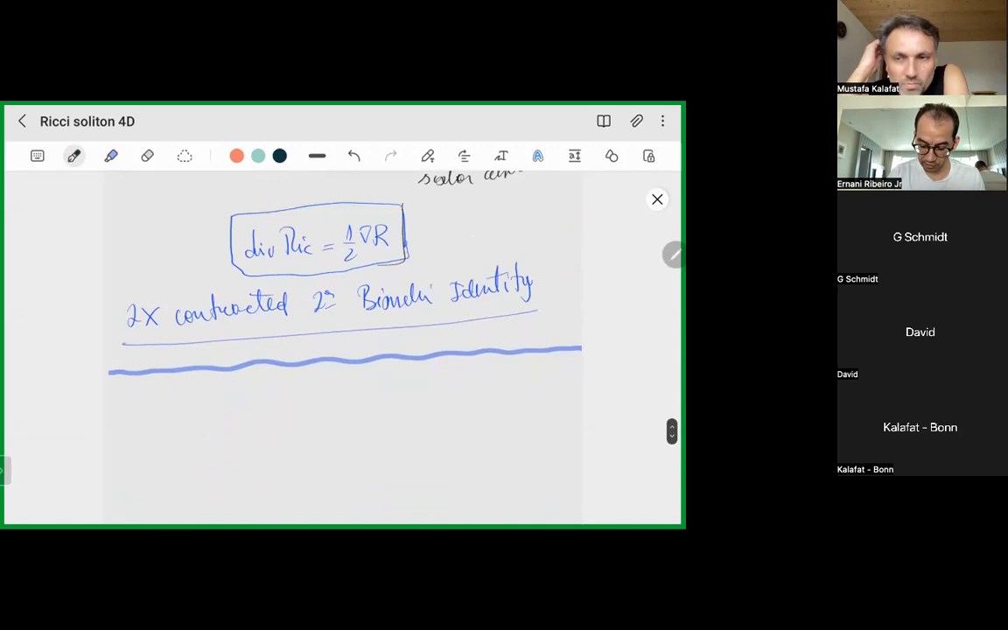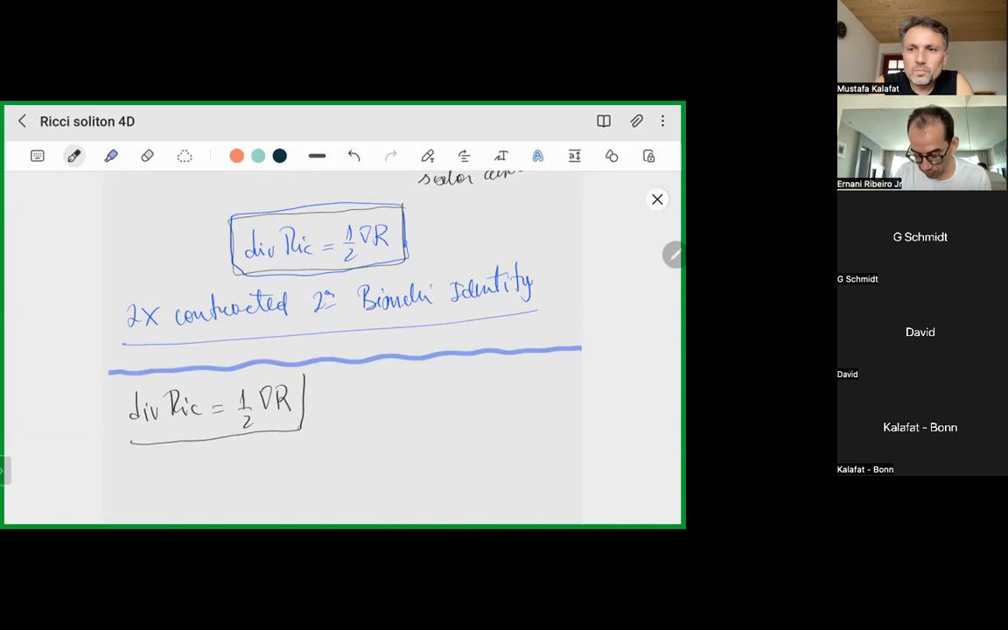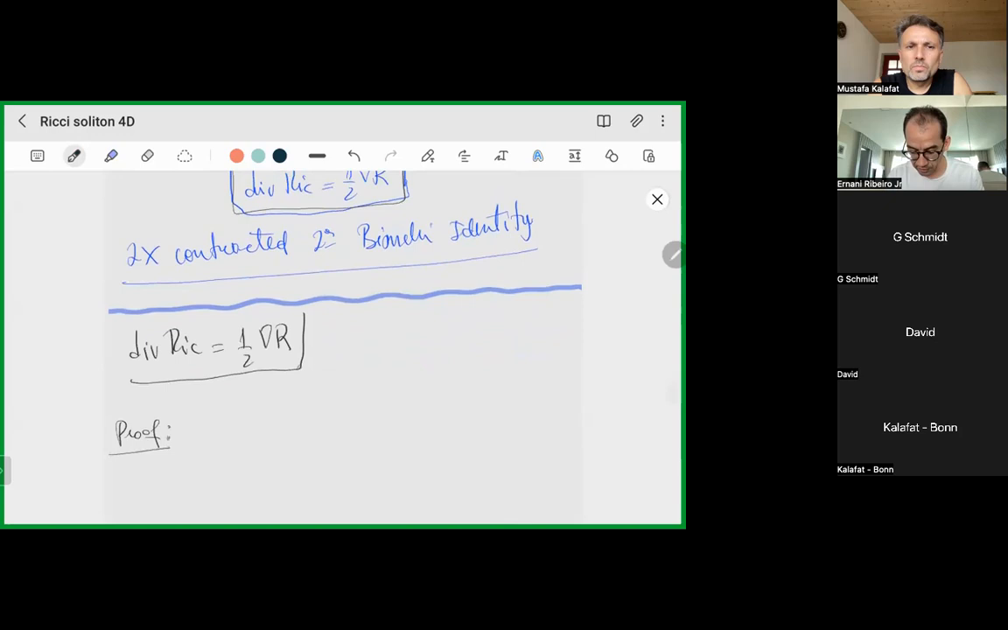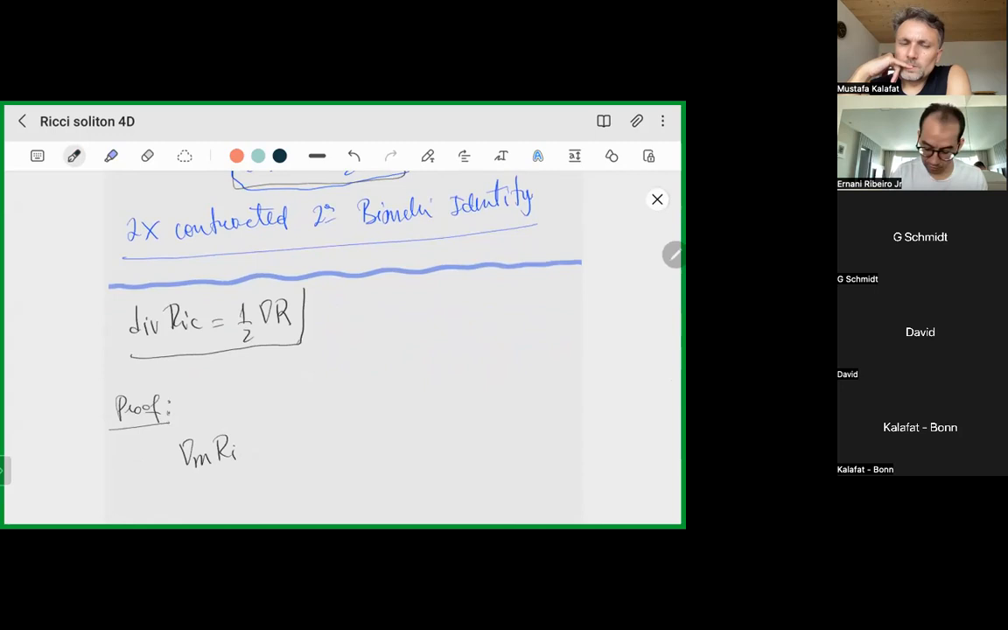So let me repeat this formula. The divergence of the Ricci curvature is 1/2 of ∇R. And let me give a proof of this very quickly, the idea. So let me begin it. We have the second Bianchi identity formula: ∇_j R_{imkl} plus ∇_j R_{jmikl} equals zero. Okay, let me start here.